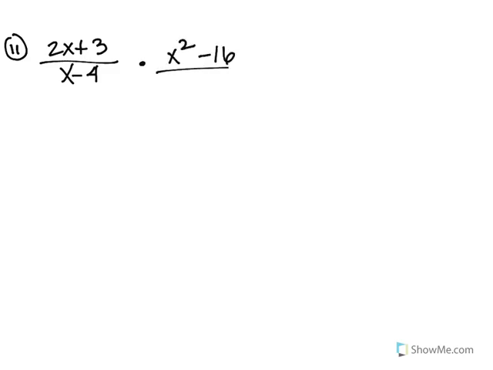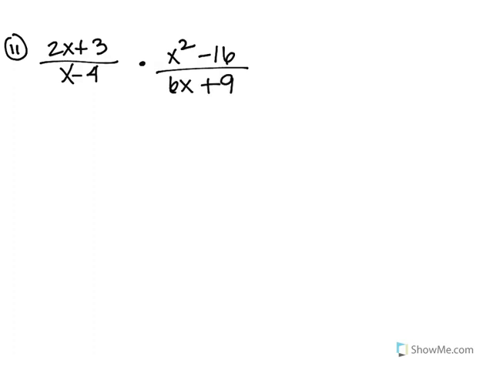Next, 11 through 14 is multiply or divide, which is still reducing some type of way through factoring, okay? So on 11, we got (2x + 3)/(x - 4) times (x² - 16)/(6x + 9).